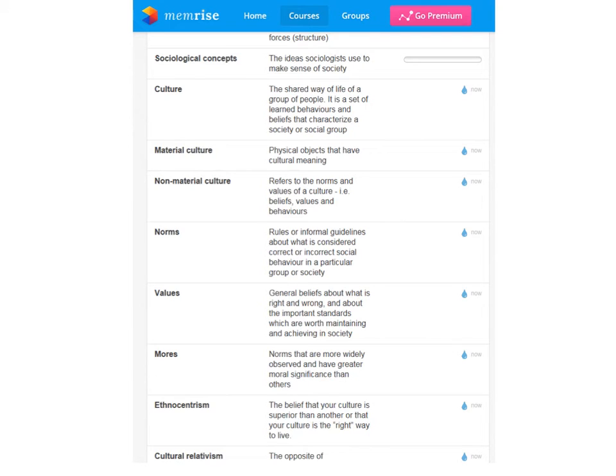So definitions of key terms is something that you need to learn by heart, and that's where the space retrieval practice of memorise will come into its own. When you get into the exam, you look at a key term in the question, you should immediately have a definition that you've learned using this particular tool.